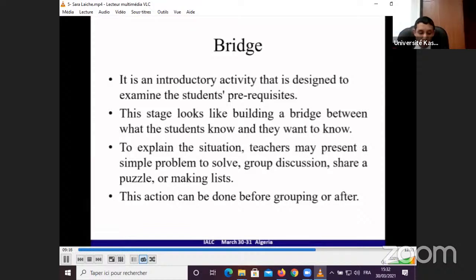The next stage is the bridge. Here it is an introductory activity that is designed to examine the students' prerequisites. Here the teacher should link the learners' prior knowledge and what they are currently learning. To explain the situation, teachers present a simple problem-solving task with discussion in comments, or sharing a puzzle. This action can be done before the group or after, it doesn't matter.